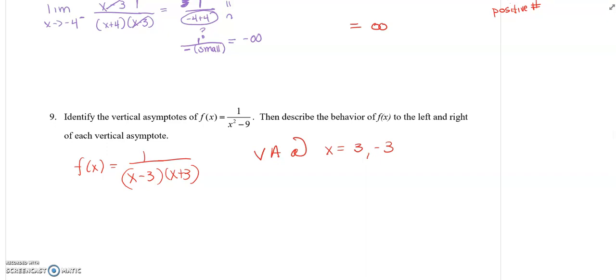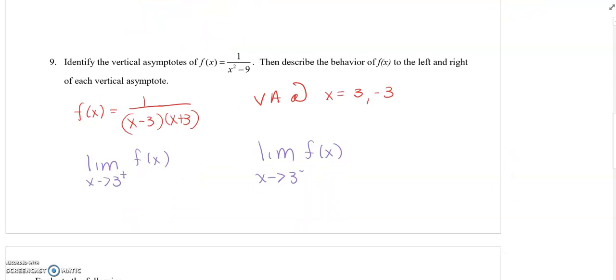So we need to figure out 4 limits. The behavior of the graph on each side of a vertical asymptote. So these 2 limits are going to determine each side of the vertical asymptote x equals 3. And these 2 limits will determine the behavior of the graph as x approaches, I'm lying to you, -3. I'm going to encourage you to pause the video and see if you can figure that out. What's going on there? What's happening?